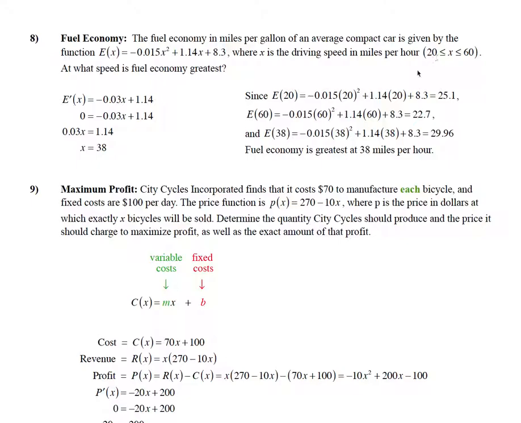You evaluate at 20, and that gives us 25.1. So when you're driving down the road at 20 miles an hour, you're getting 25.1 miles per gallon. And at 60 miles per hour, you're getting 22.7 miles per gallon. But at 38, at the critical value, the absolute maximum of this function on that interval, 20 to 60 inclusive, is 29.96. That is where fuel economy is greatest. At what speed is fuel economy greatest? At 38 miles per hour.